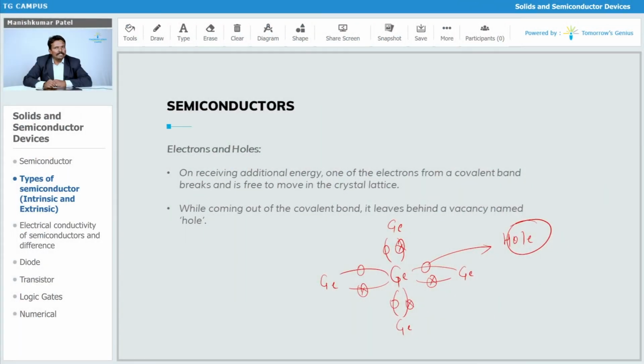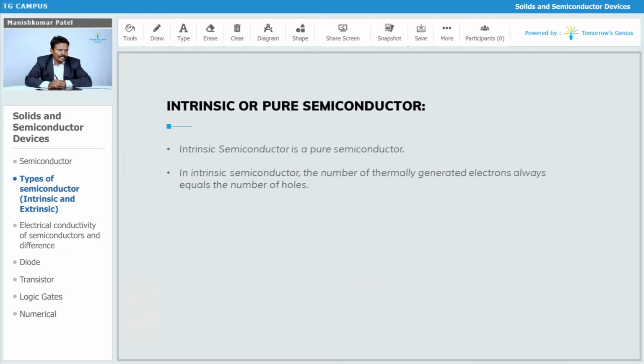Now we will see again what are the different types of semiconductor. Definitely, again we are just going to show that there are different types of semiconductor. One is intrinsic and another is extrinsic.